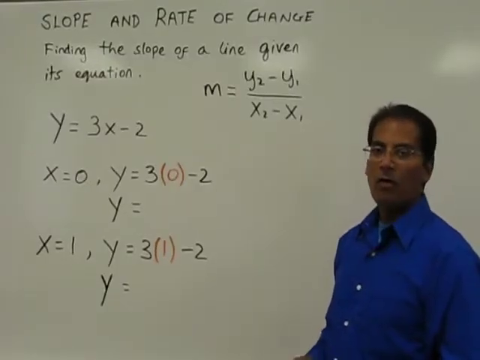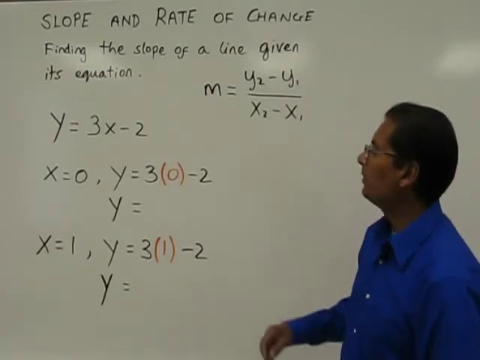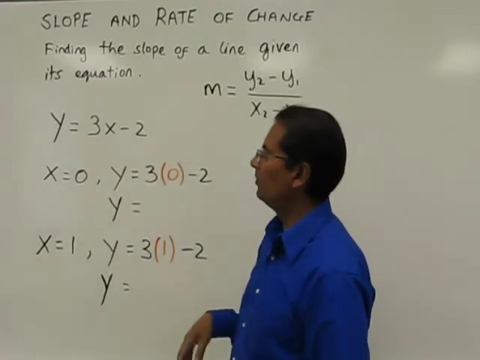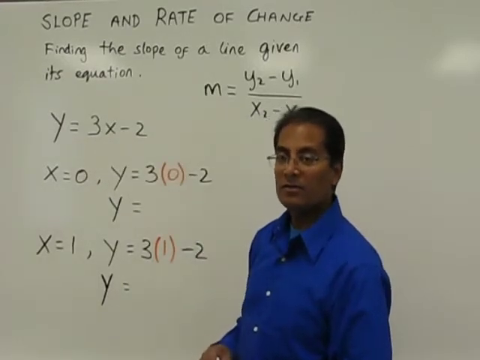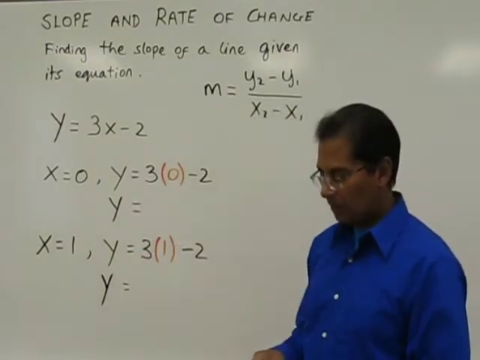You can find the slope of a line if you're given its equation. Let's take an example. We have the equation of this line, y equals 3x minus 2, and we want to find its slope. So we can plug in some points and get some points from this equation.